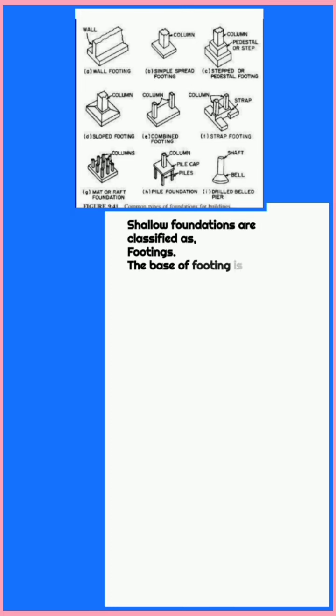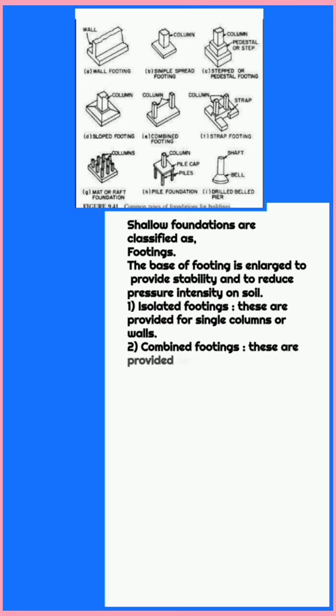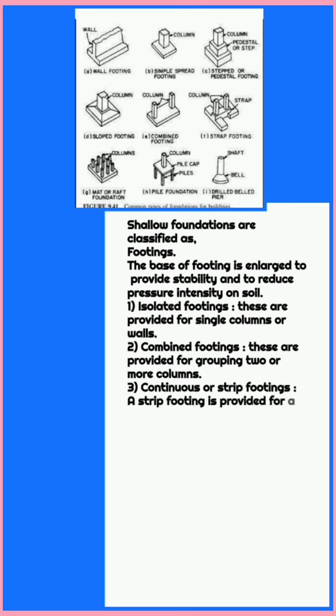Shallow foundations are classified as footings. The base of footing is enlarged to provide stability and to reduce pressure intensity on soil. 1. Isolated footings. These are provided for single columns or walls. 2. Combined footings are provided for grouping 2 or more columns.